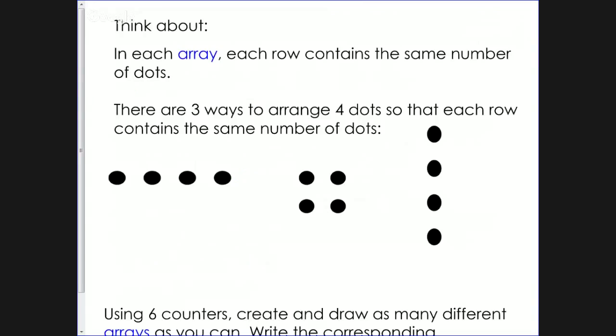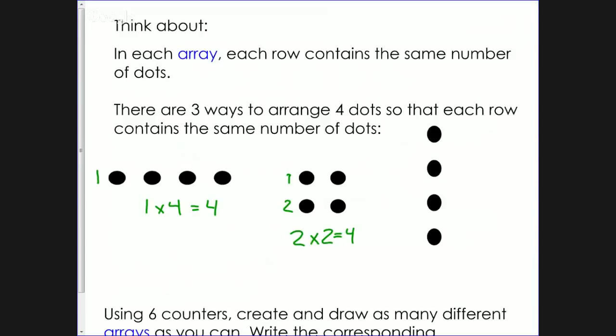Moving on. Think about, in each array, each row contains the same number of dots. There are 3 ways to arrange 4 dots so that each row contains the same number of dots. So here we have 1 row with 4 in it. So that would be 1 group of 4. Here we have 2 rows, so 1, 2 rows with 2 in each. So 2 times 2, that also equals 4. So same number of dots, just arranged in a different way.